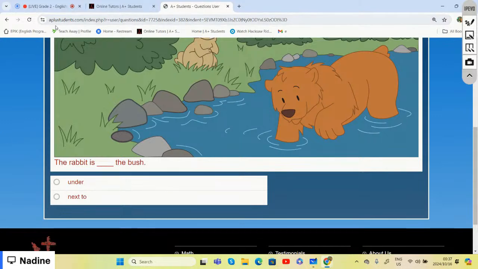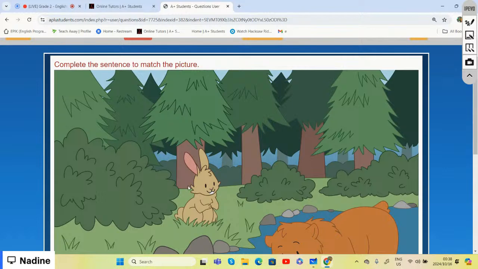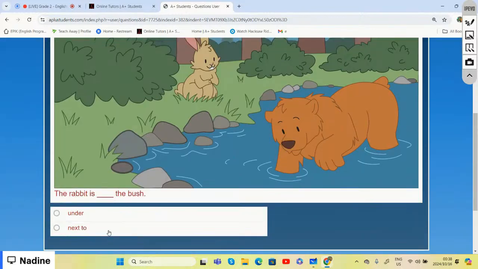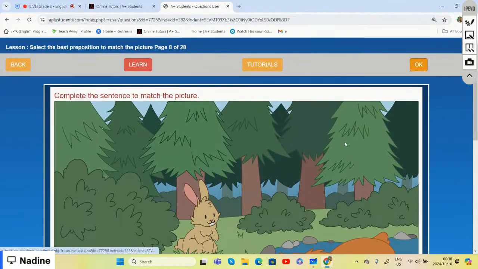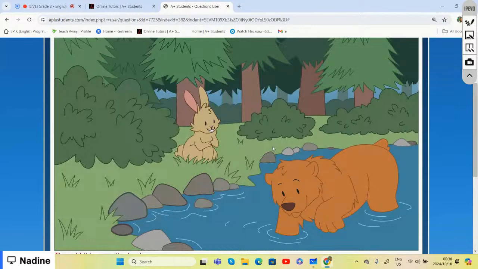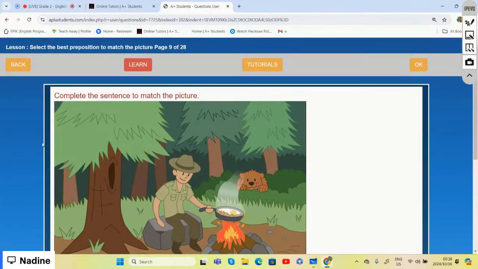And if we were to select the correct option, right, because there we have the rabbit, there we have the bushes. So we can say the rabbit is next to the bushes or next to the bush. All right.